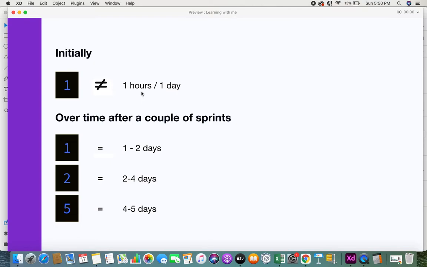But over time, after you have executed that work and identified how much work one story point took, you will come up with an average value. For example, a 1 point user story would take 1 to 2 days, a 2 point user story would take 2 to 4, and 5 points would take 4 to 5. This is how user stories get indirectly linked to a particular time frame, but not directly. Over a couple of sprints you tend to identify the effort.